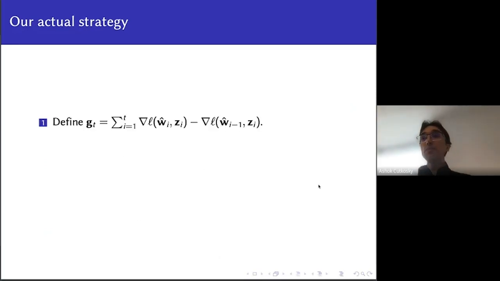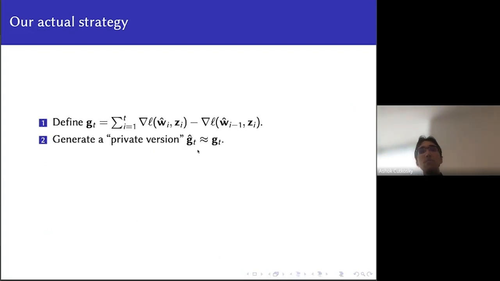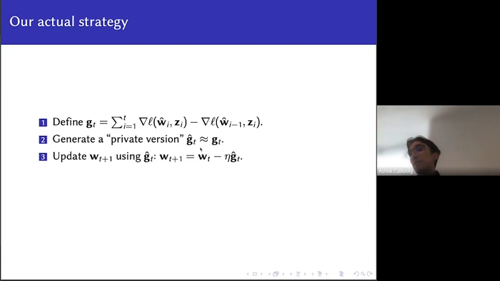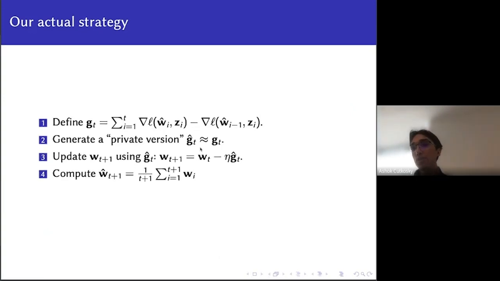So what's our strategy going to be? We're going to define GT as this sum of all these different gradient differences. Then, in some yet to be determined way, we'll make a private version of GT. Then we'll update using this private version of GT. We'll provide that to the online learner, and then we'll compute the next running average to repeat the procedure. So if our learner happens to be online gradient descent, this will be our update, but we don't care what it is yet. It could be any learner.